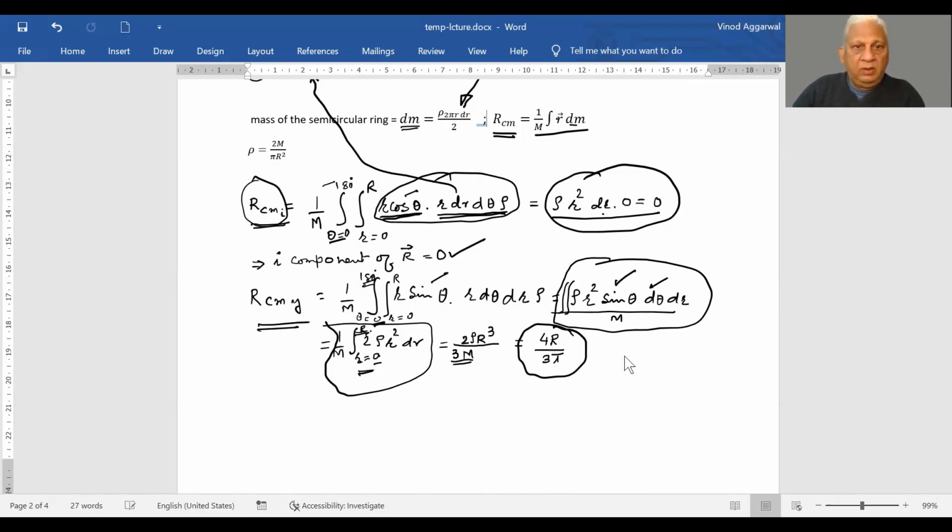So our center of mass is contributed only because of the y component. We have seen that the x component contribution was 0. So the center of mass of a semicircular disk is 4r by 3 pi.